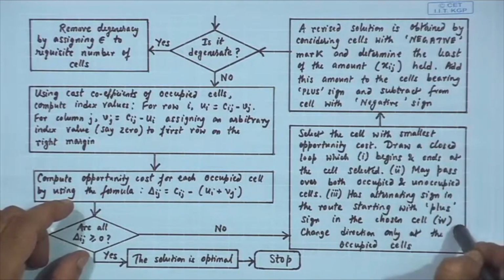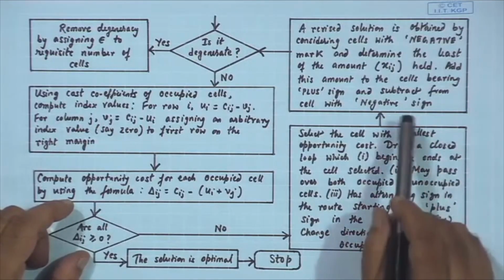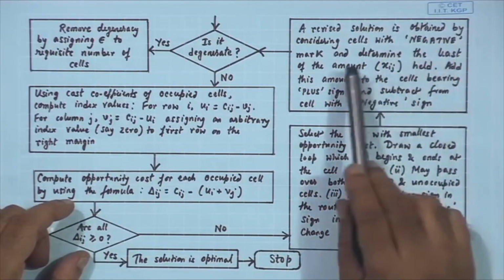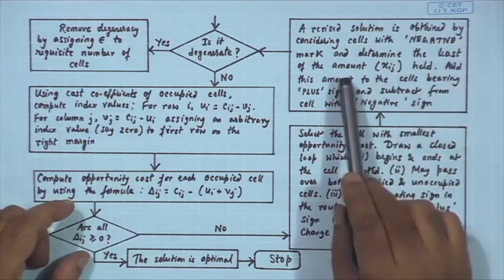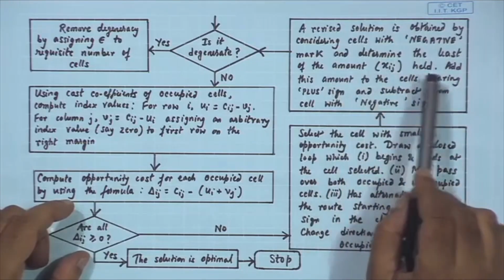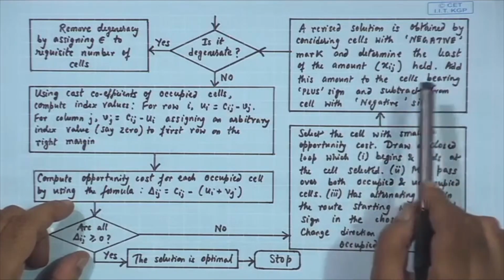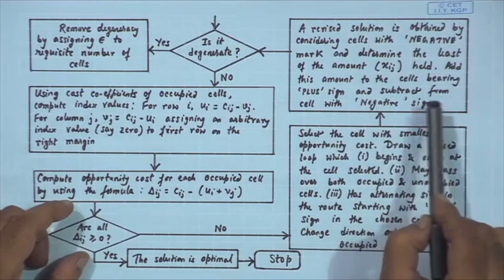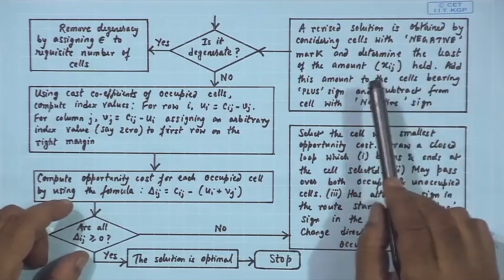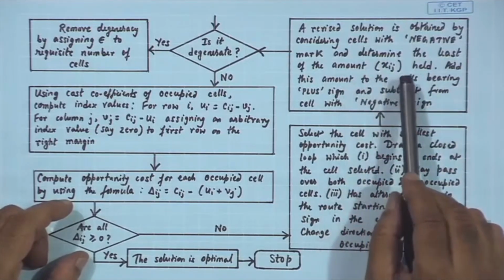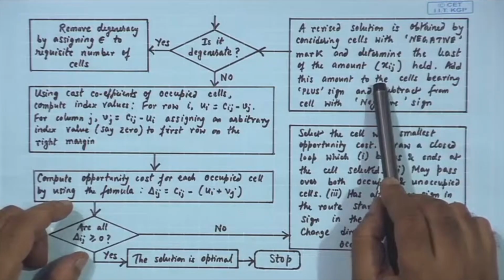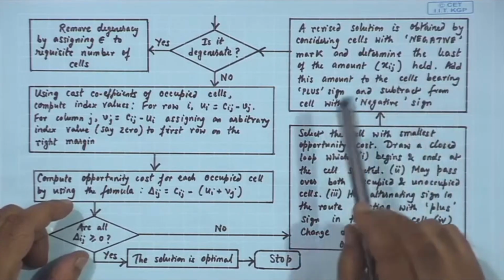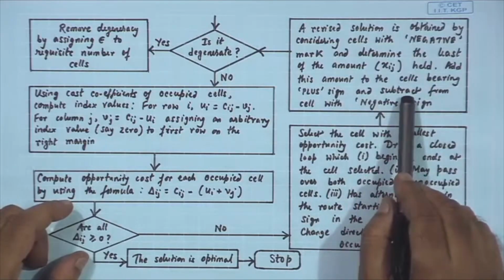That we are specifying by this step. Then a revised solution is obtained by considering the cells with negative mark and determining the lowest amount held. Then add this amount to the cells bearing plus sign and subtract it from the cells with the negative sign. That means you find out the lowest cost, and that lowest cost will be added and subtracted depending on the cells of that particular loop.